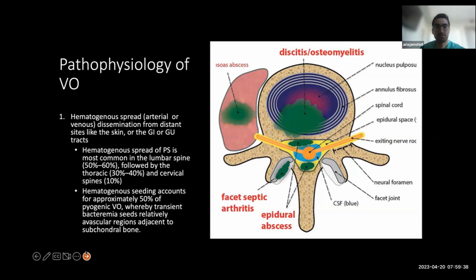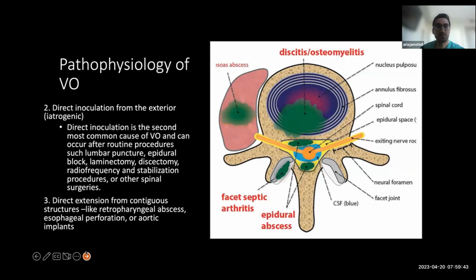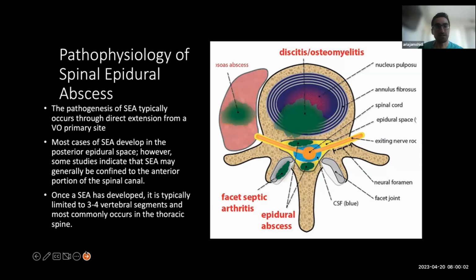And this again occurs because of bacteremia seeding into the avascular regions of the subchondral bone. Next, like I mentioned, is direct inoculation. Again, this is the second most common cause and can occur after lumbar puncture, epidural block, laminectomy, or other spinal surgery. And then lastly is the extension from an esophageal perforation or aortic implant or the like.